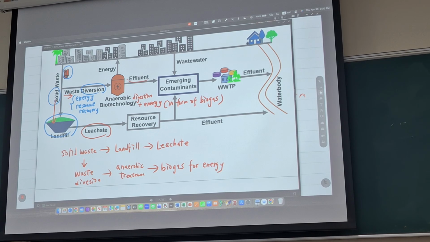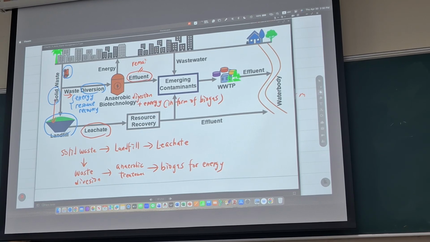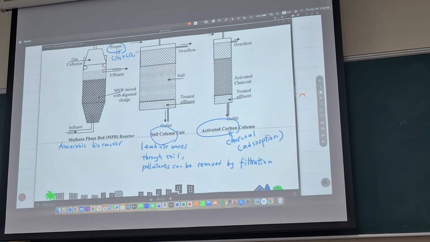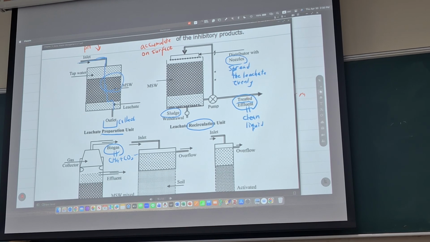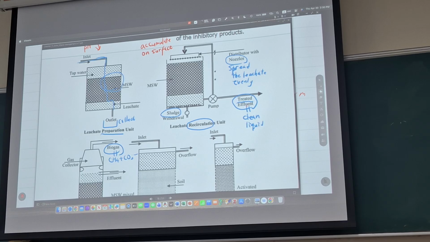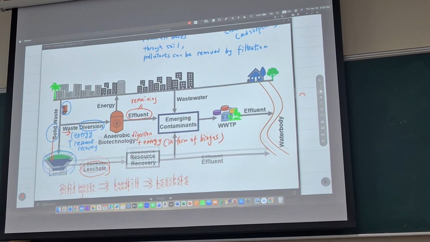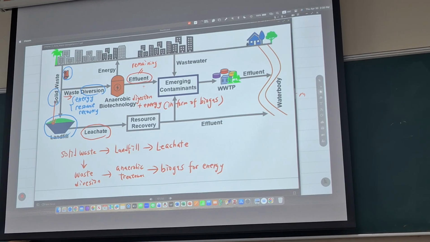Okay, the effluent here is not clean water. This is just the remaining liquid. For example, the treated effluent here is clean liquid, but the effluent here is just some remaining liquid, although you already removed most of the waste.